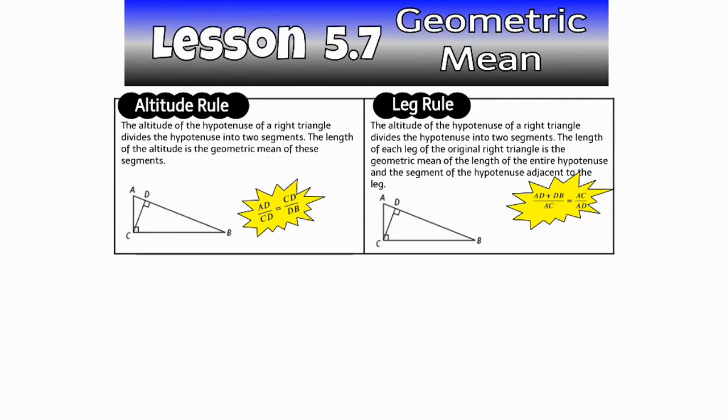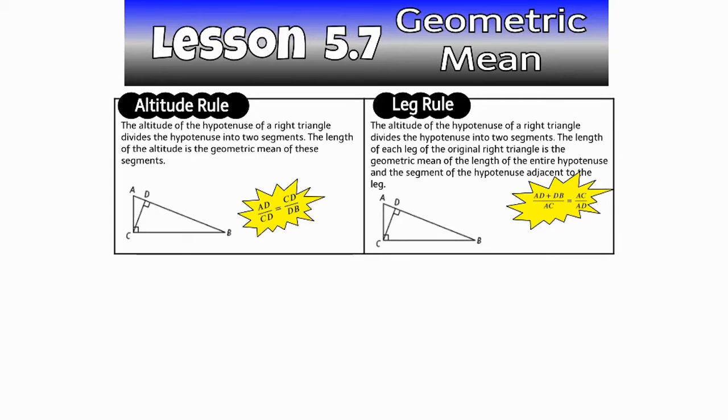Alright guys, we're going to be looking at geometric mean now. So there are two rules, and basically this is just similar triangles and we're just solving a proportion. But it's just a little bit different than what you've seen before because you're going to use the same side length twice. So let's take a look.